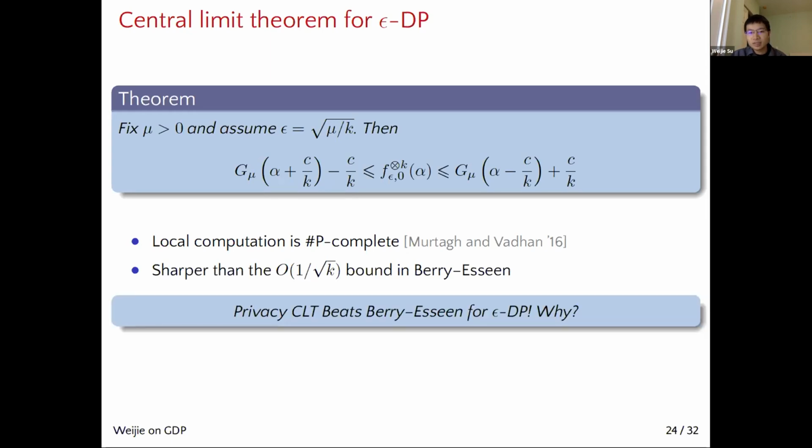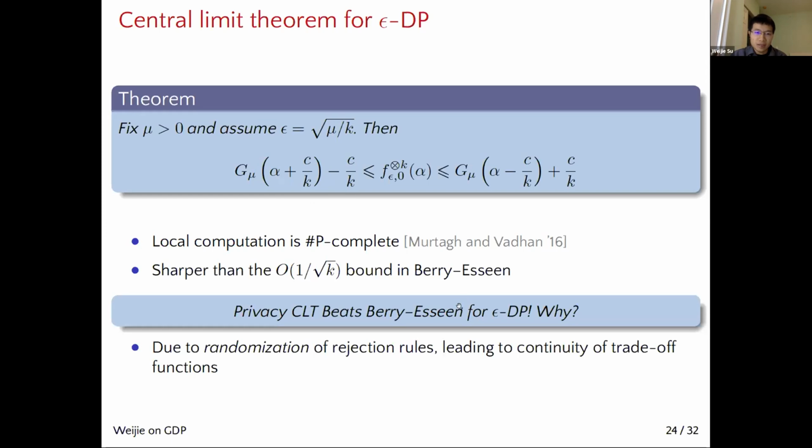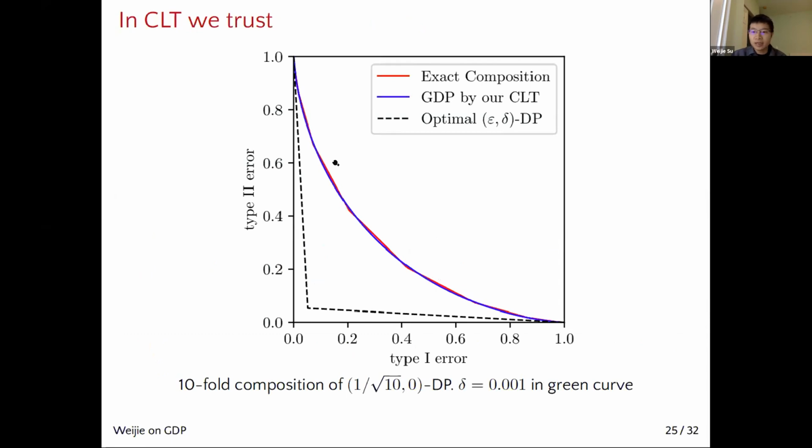But this is not the case. This is really because, in order to have the exact type 1 error using the Neyman-Pearson lemma, sometimes you need to do randomization, especially when your statistic is discrete. So this randomization somehow leads to a continuity correction in the binomial approximation. That makes the error go from 1 over root k down to 1 over k. So this is an approximation, and it looks like this, where the exact composition is the red and our approximation is the blue. So look, they are very close to each other.